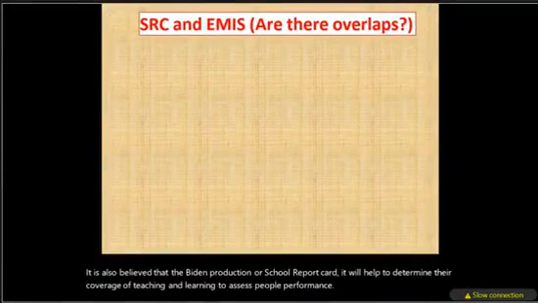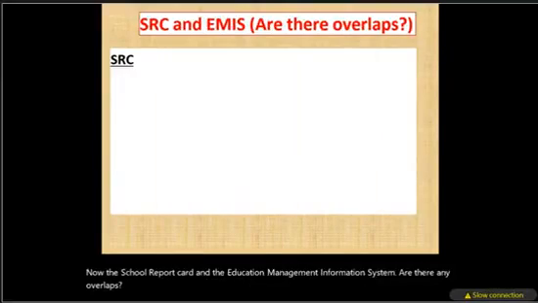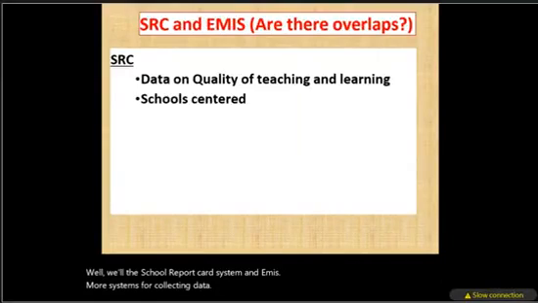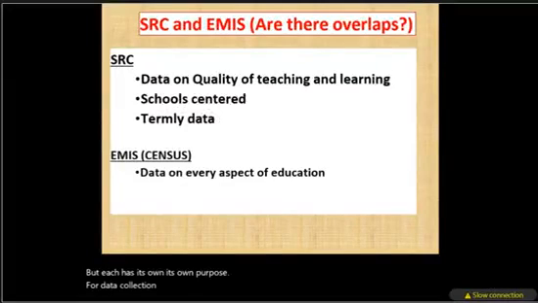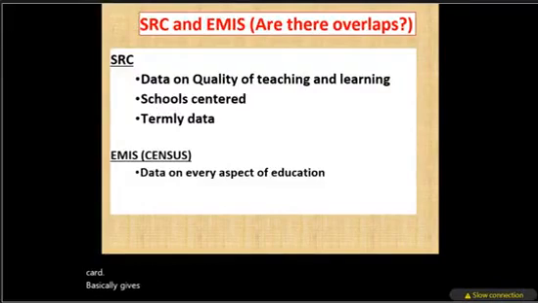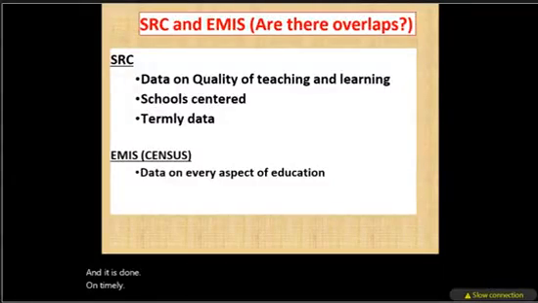Now, the school report card and the education management information system, are there any overlaps? Well, both the school report card system and the EMIS are systems for collecting data, but each has its own purpose for data collection and utilization. So data collected via the school report card was, and is, essentially on quality of teaching and learning. So data from the school report card basically gives us an indicator on quality of teaching and learning, and it is school centered, school by school, and it is done with timely submission of data.